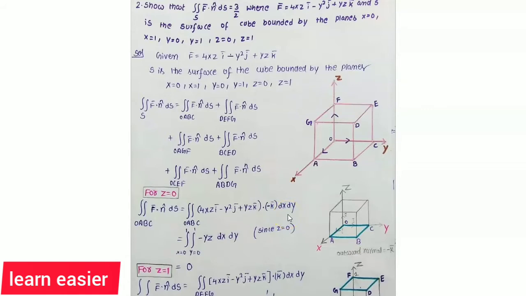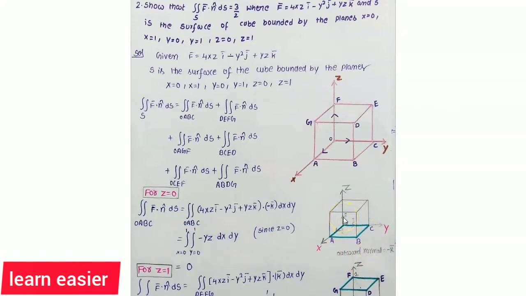For finding the unit normal vector, we have to first find out the normal vector n bar. Generally, the normal vector n bar is perpendicular to the surface. So you can see here, this is the surface OABC. Now we can see the vector which is perpendicular to OABC is only k bar, either positive k bar or negative k bar. But here we have to take the outward normal, which is minus k bar. Now you can see here the positive k bar is with the cube.